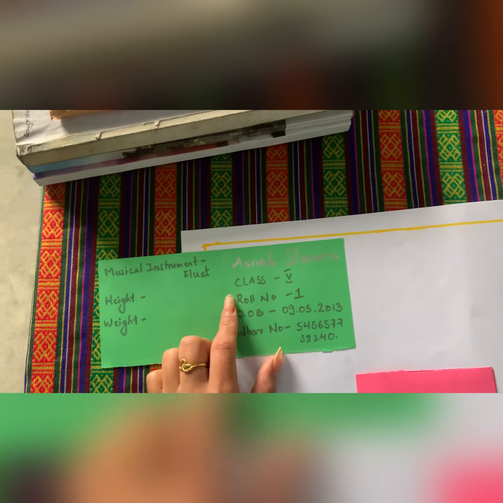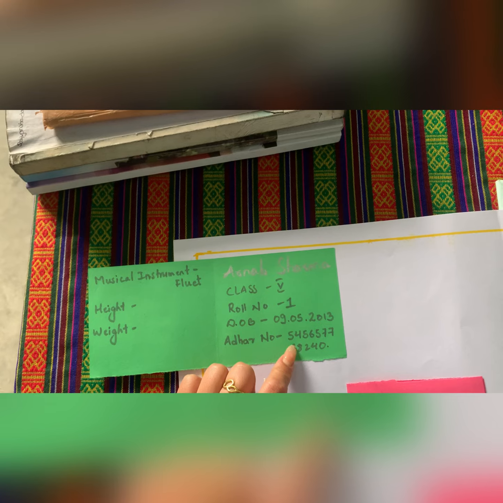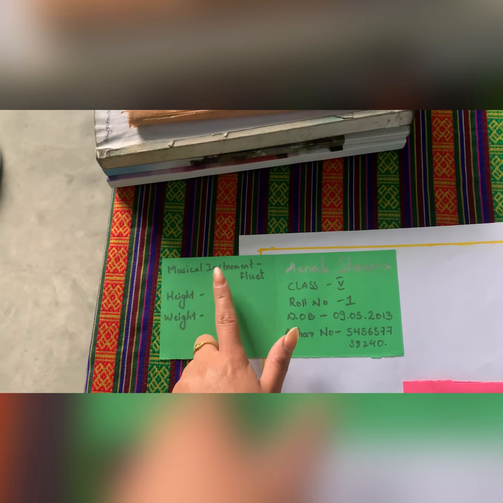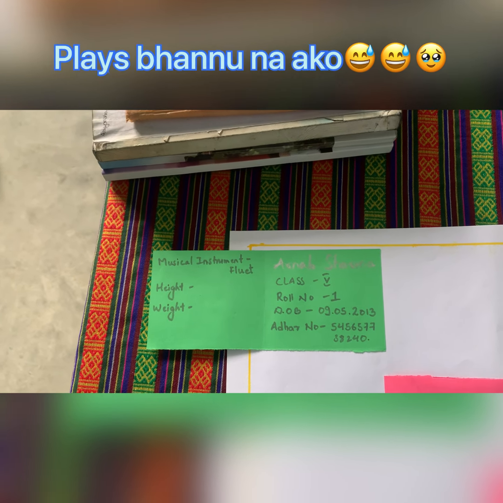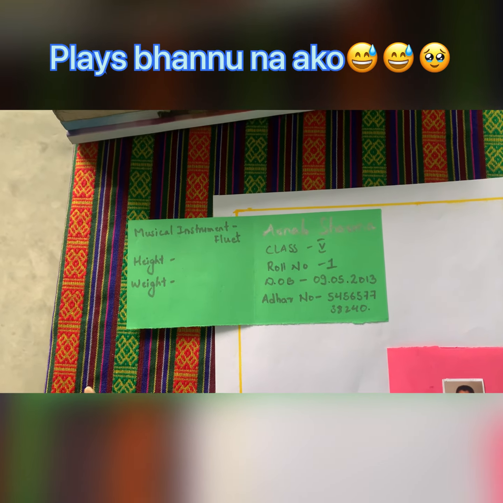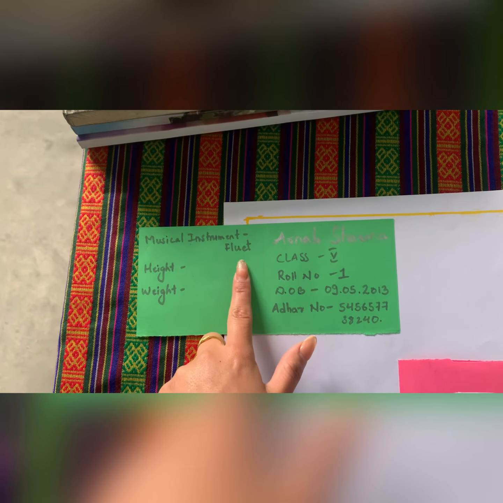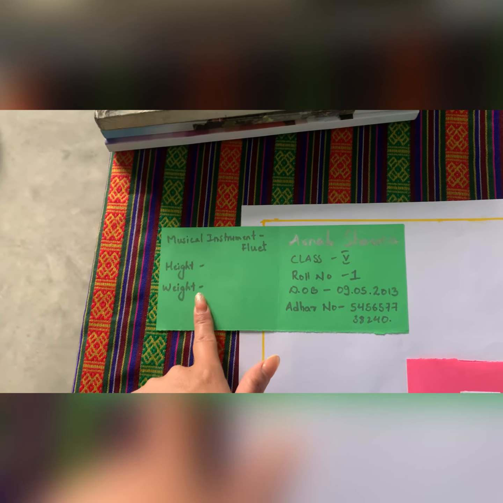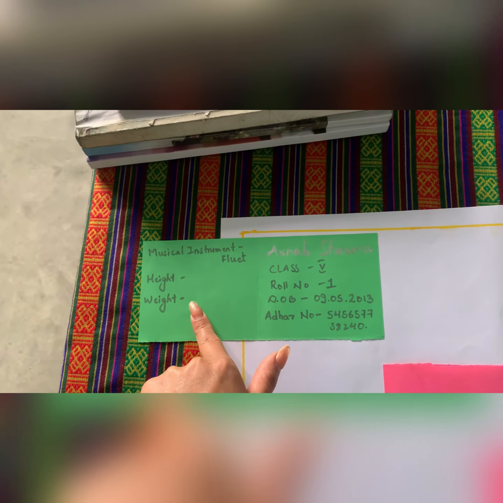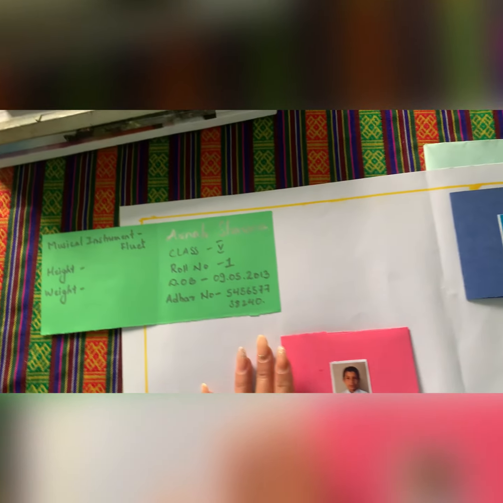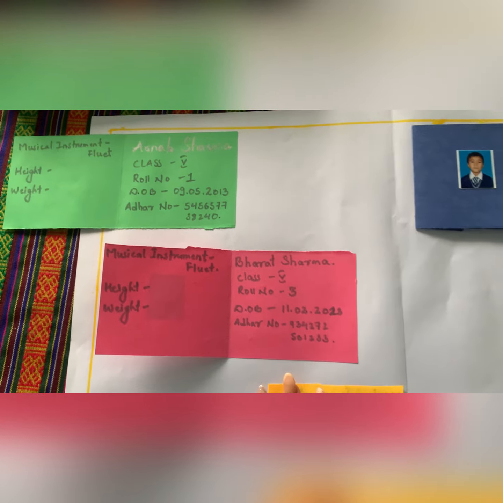The student is given a class, room number, date of birth, and other card number, and which musical instrument the student plays. So he plays flute. So weight and height, height and weight, I'll mention it later.